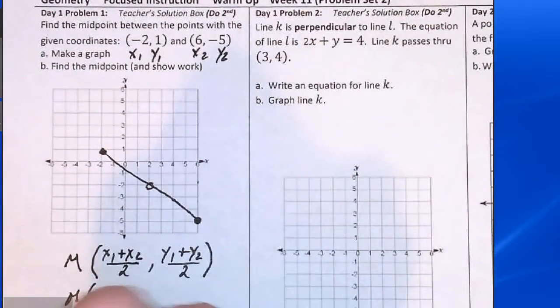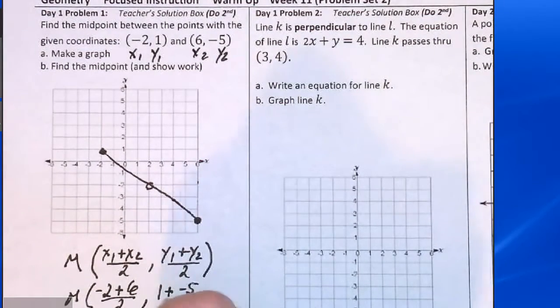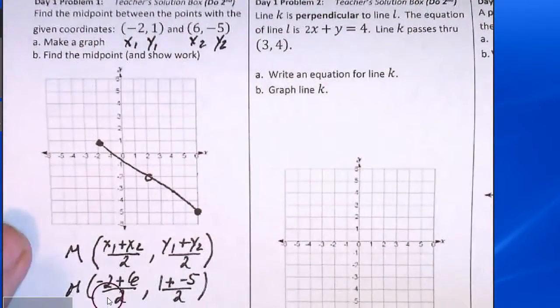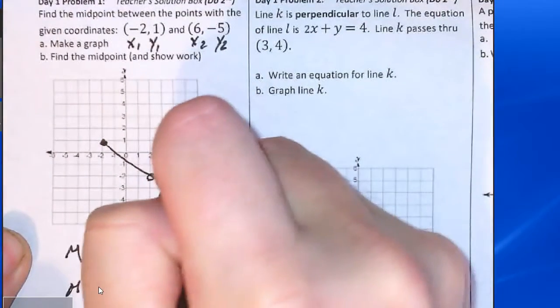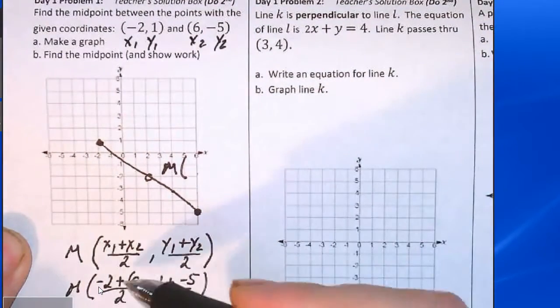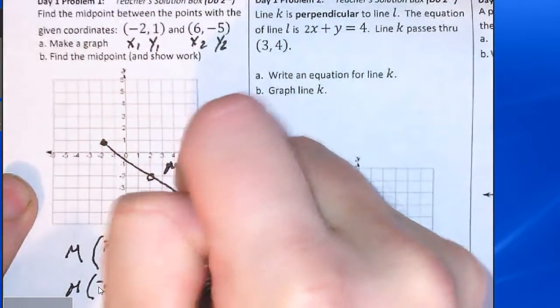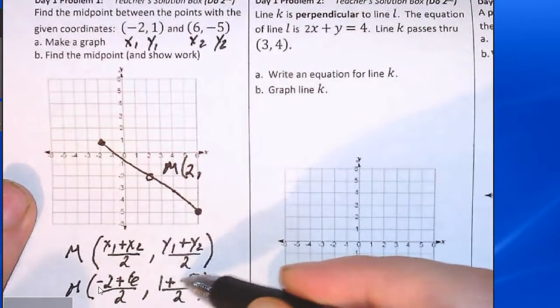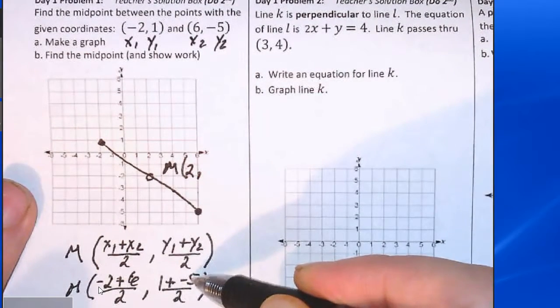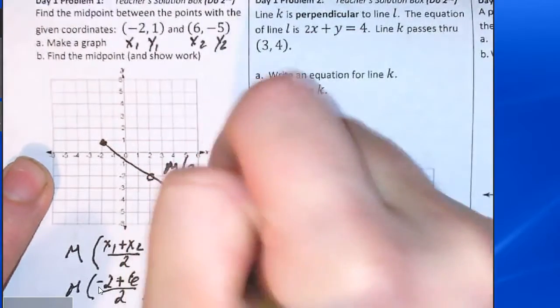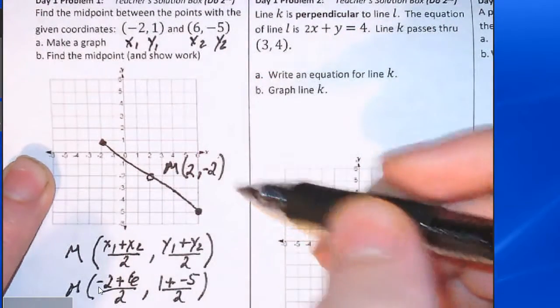So x1 is -2 plus x2 is 6, and divide by 2. y1 is 1 plus, and y2 is -5, and divide by 2. So when we do this math, we'll have the answer. So our midpoint, point M, will be located at, let's see, -2 plus 6 is 4, and 4 divided by 2 is 2. 1 plus -5 is -4, and -4 divided by 2 is -2. So point M is located at 2, -2.